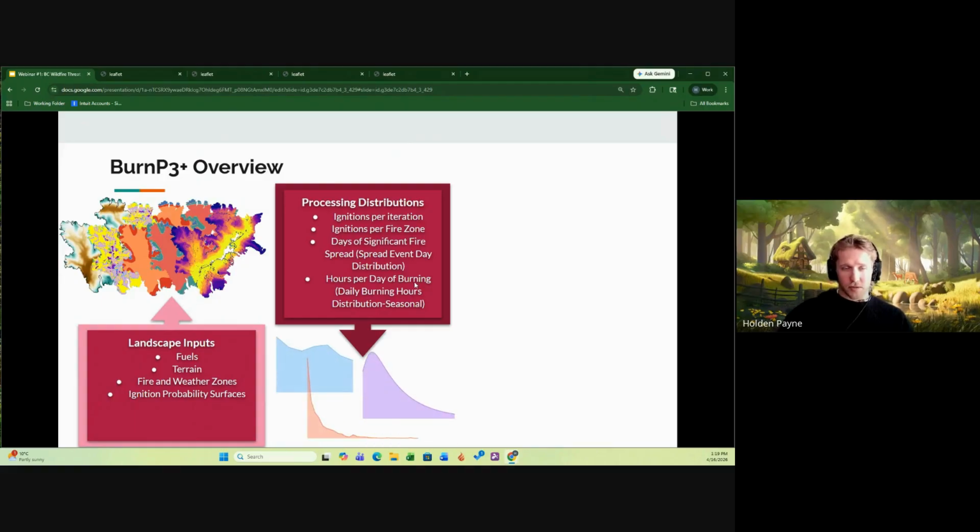The benefit of what Burn P3 does here is it takes all those landscape inputs and uses them as a template. It then processes all these fire regime characteristics over that template. It iterates over different numbers of ignitions you might have in your area per season. Maybe this year we have a big season with 10 different ignitions, or maybe next year we only have one, or the year after that we have 100 ignitions in our zone. It samples from those distributions to try to get an understanding of the variability of fire behavior.